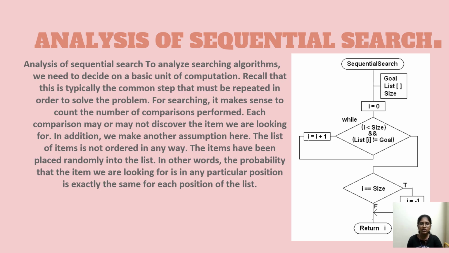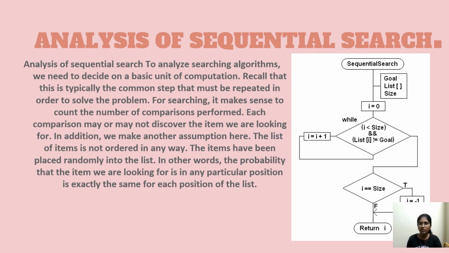Analysis of sequential search. To analyze searching algorithms, we need to decide on a basic unit of computation. Recall that this is typically a common step that must be repeated in order to solve the problem. For searching, it makes sense to count the number of comparisons performed. Each comparison may or may not discover the item we are looking for. In addition, we make another assumption here: the item is placed randomly into the list. In other words, the probability that the item we are looking for is in any particular position is exactly the same for every position of the list.